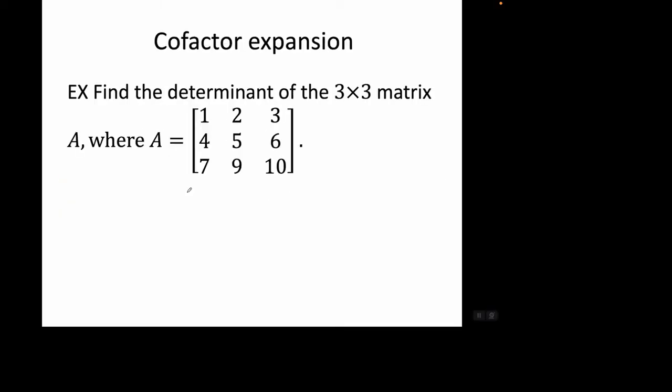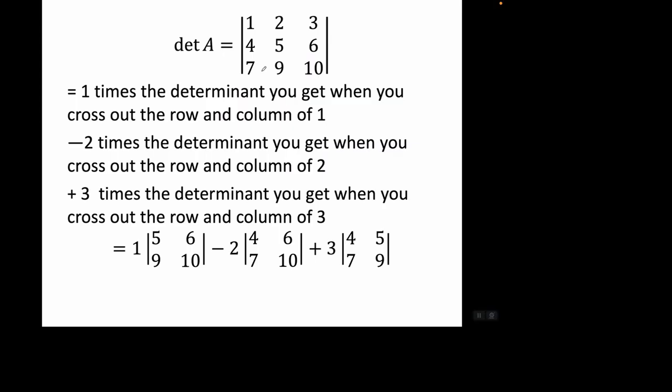That would be crazy. Find the determinant of the 3 by 3 matrix A, where A equals 1, 2, 3, 4, 5, 6, 7, 9, 10, and we're going to use what's called cofactor expansion. Okay, the determinant of A is 1. We're going to expand along this top row. It's 1 times the determinant you get when you cross out the row and column of 1. That looks like 5, 6, 9, 10.